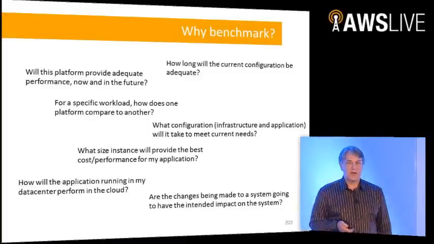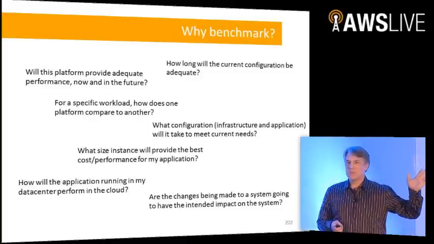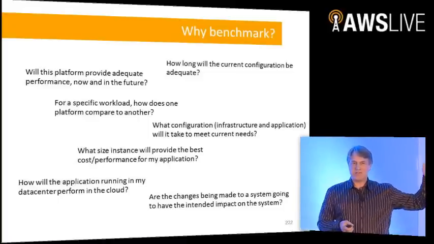So why would you benchmark? First of all, how many people in this room would consider themselves benchmarking practitioners? Just show of hands.